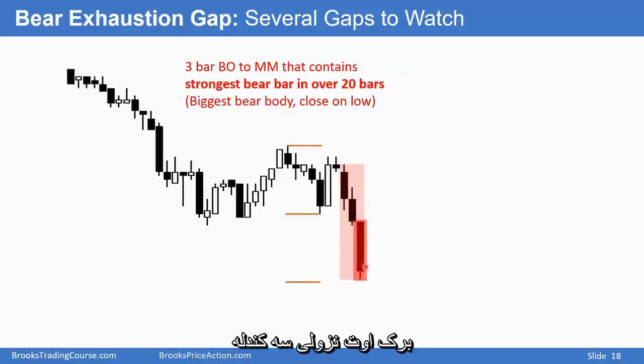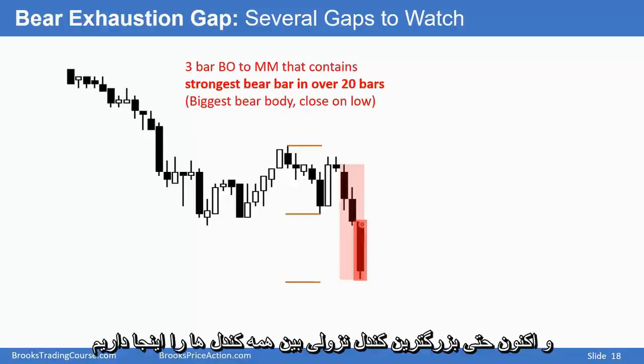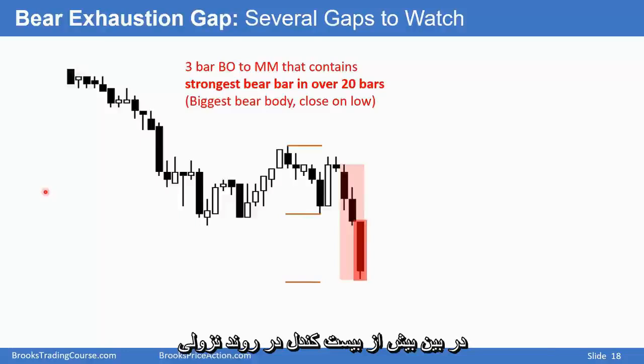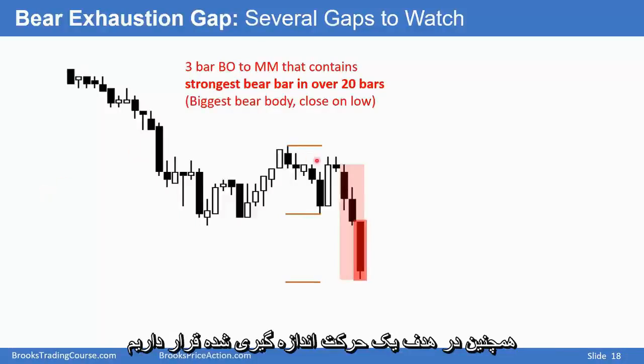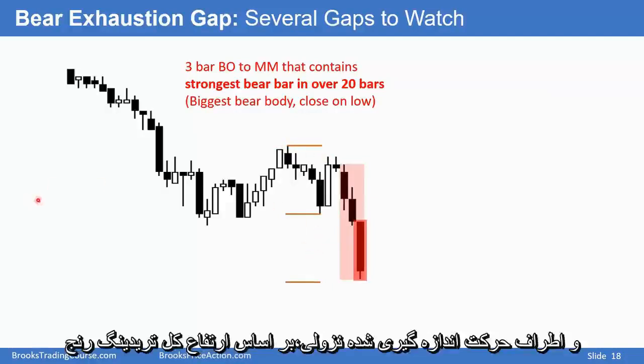Three-bar bear breakout, 3 decent bear trend bars closing around their lows, and now we have even the biggest bear bar of them all occurring 20 or more bars into a bear trend. We're also at a measured move target based upon this double top, this high, that high, neckline, and around a measured move down based upon the height of the entire trading range.